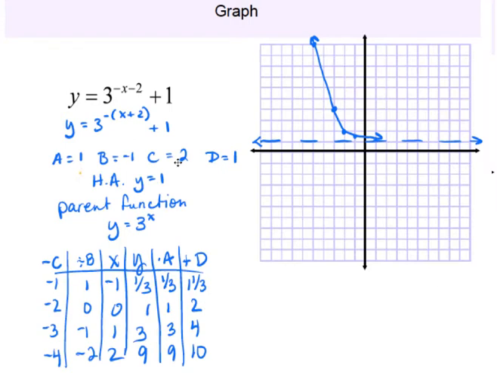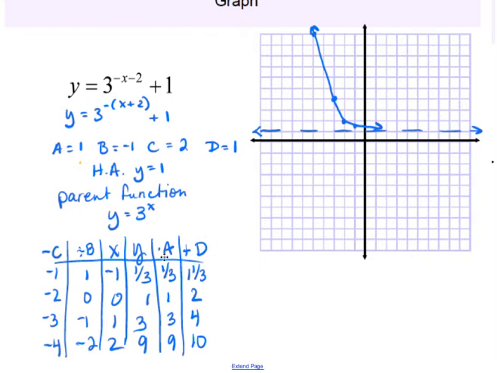Okay, you'll notice I factored out the negative so that A now is 1. It's the number in front of my 3. It's not the 3. 3 is my base. B is -1. C is 2. D is 1. My horizontal asymptote is y equals 1. It was shifted up 1 from D. Y equals D. My parent function is y equals 3 to the x.